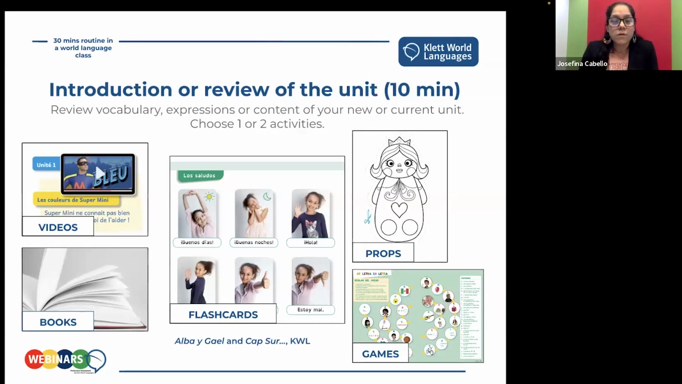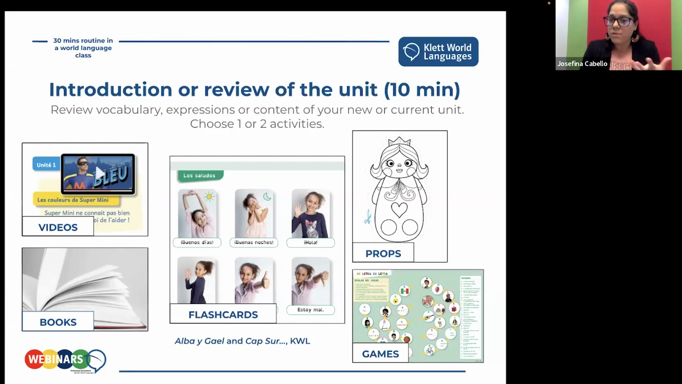So you can review vocabulary, expressions, or any content of your current unit, and you're going to choose 1 or 2 activities. You can choose a video, you can choose books. Again, you can choose flashcards. Remember, at this age, preschool and early elementary, students are very visual. So they need to make that connection of what you're saying to an image so they can start internalizing that word or that vocabulary that you're trying to share.